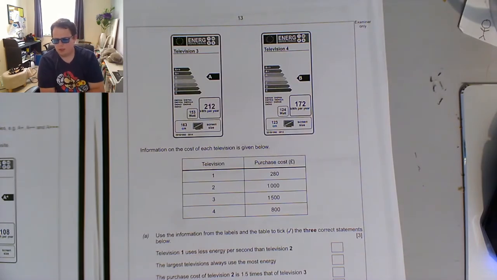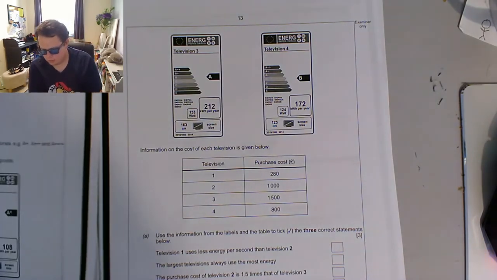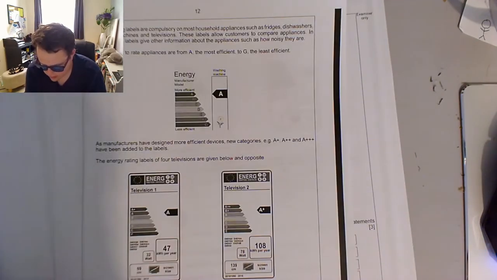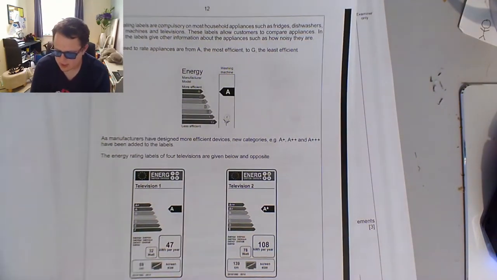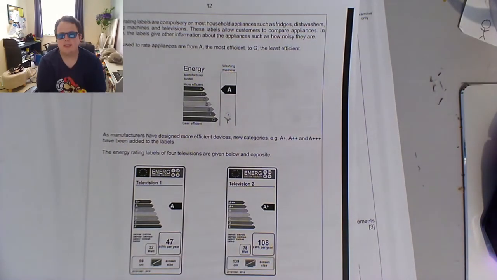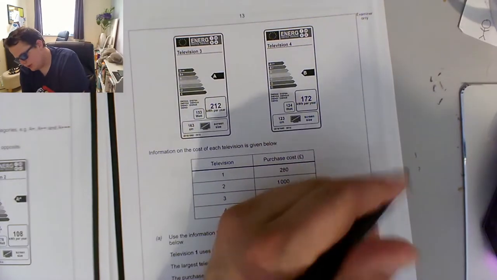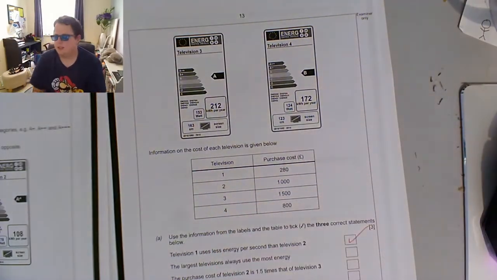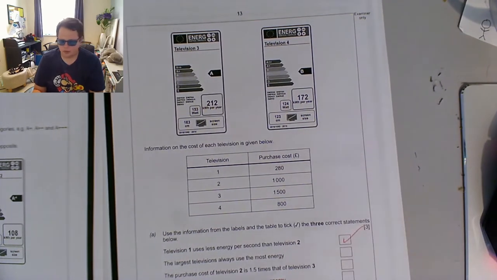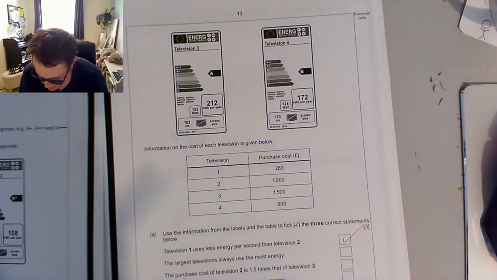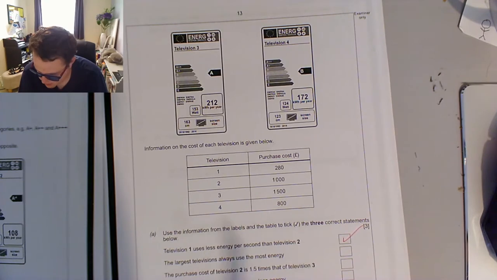Okay, so we're going through these. Television 1 uses less energy per second than television 2. So television 1 is 32 watts, television 2 is 78 watts. Remember, that's energy per second. So yes, television 1 does indeed use less energy. Let's go back to our black pen. So that's correct.